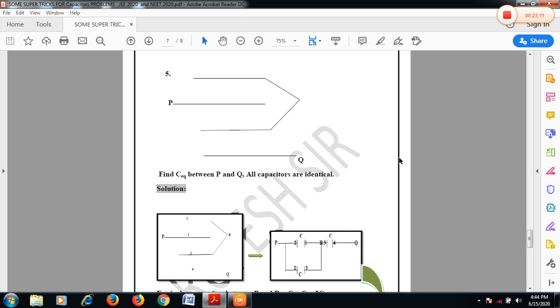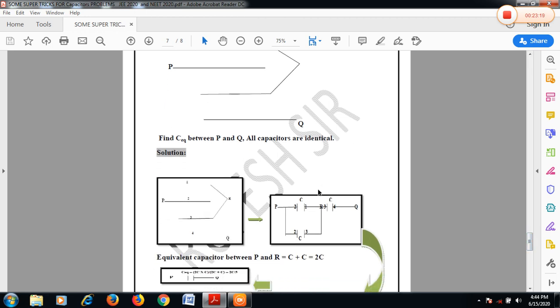All the capacitors, like previous, are identical. So first of all, we have numbered them. Here this line has been blurred in the figure, but there is a plate. We need to assume that so far. There is a plate, which has been numbered as 1.